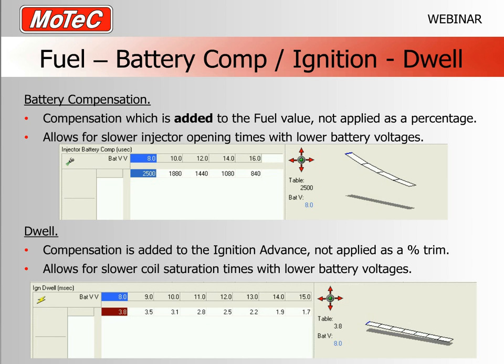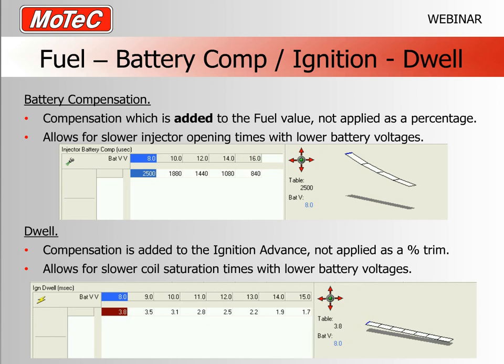Dwell is a similar compensation that we apply to ignition coils. Normally, ignition coils, say at an operating voltage of 14 volts, will saturate quickly and therefore produce maximum ignition energy. If your battery voltage is lower, which is typically the case, for example, when you're cranking the engine, we still need to get the same amount of ignition energy, and therefore we turn the coil on for a longer amount of time, which allows it to still achieve saturation.